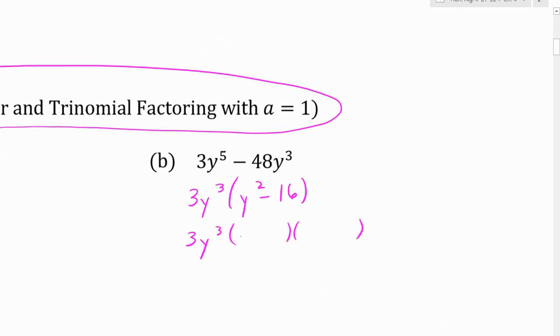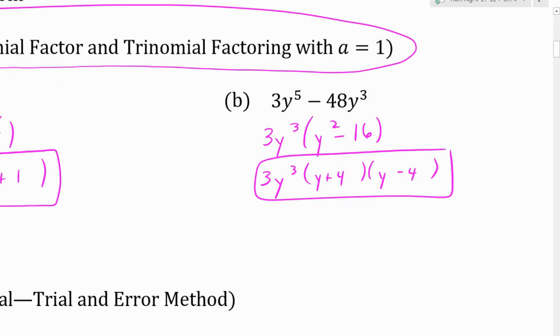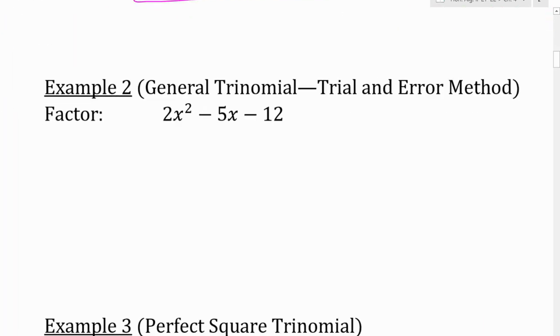Factor down that y squared minus 16. That's a y plus 4 and a y minus 4. So you don't quit factoring until it's completely factored.